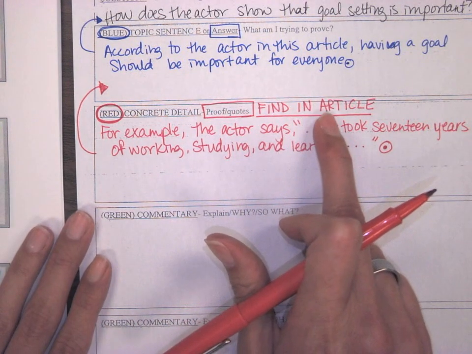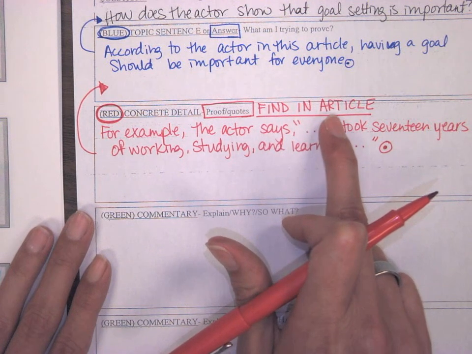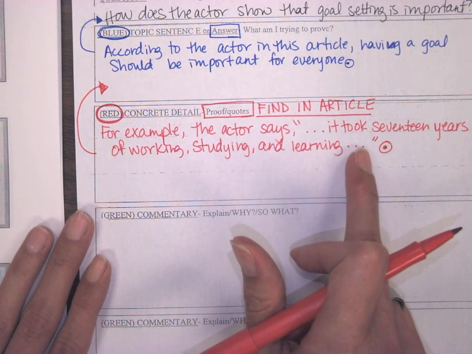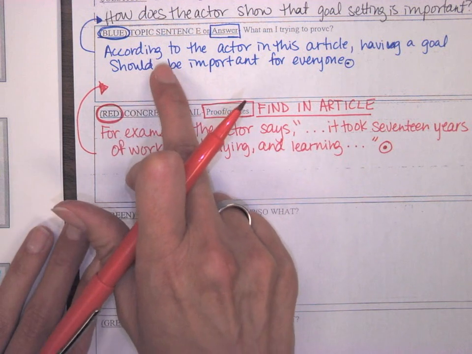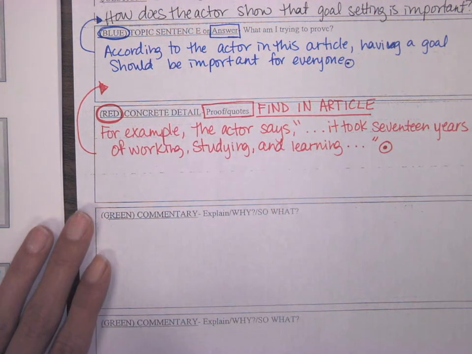You find those in the article. You have to find them in the article, and you have to put quotation marks around whatever you pick, and it has to support your answer above. All right?